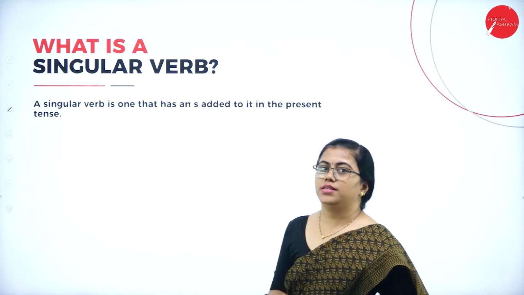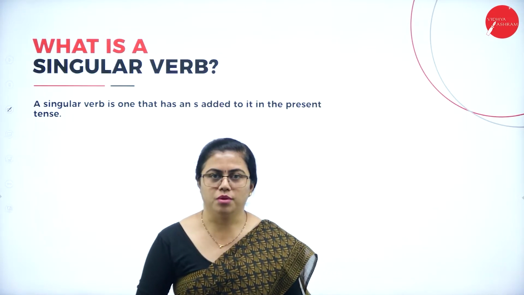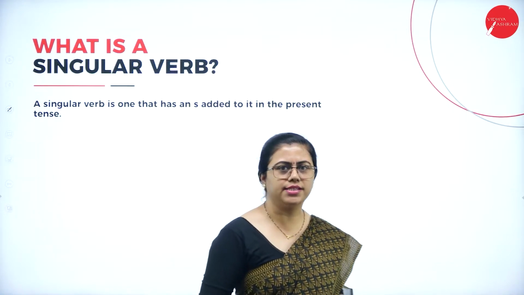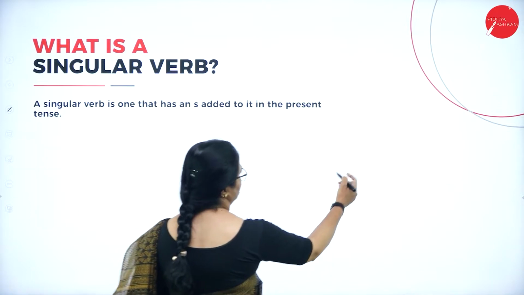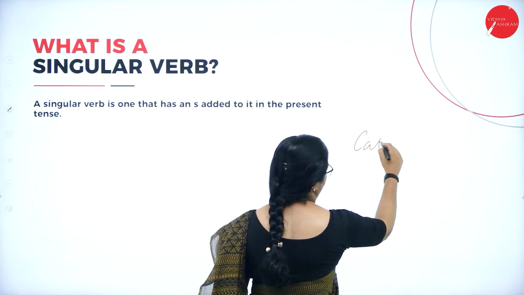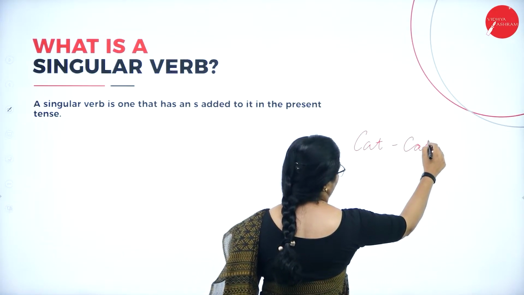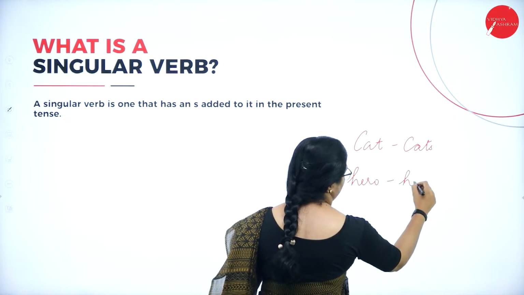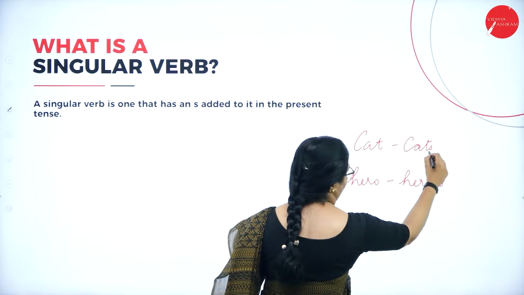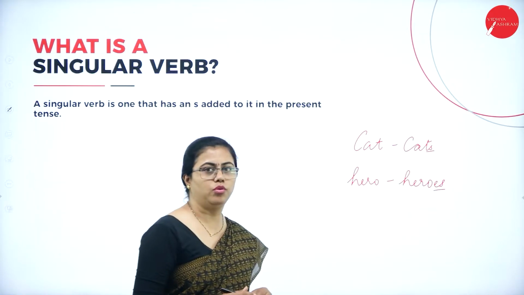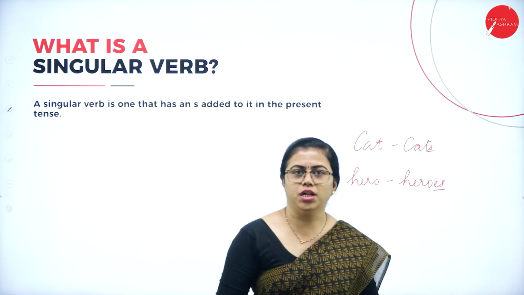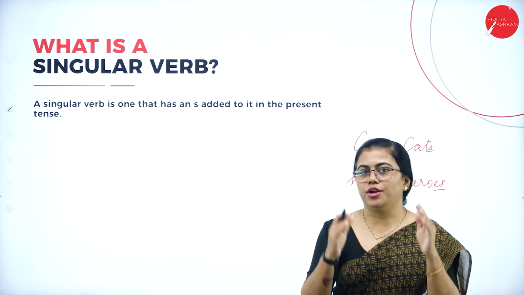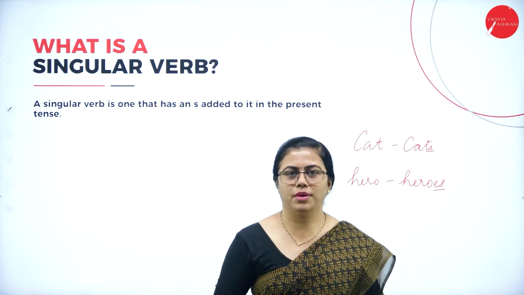So we have to now understand what is a singular verb. Nouns, we know what is singular and plural, isn't it? We have singular and plural nouns that you already know, like cat, you have cats. Suppose you have hero, you have heroes. So like this, you add s or es and make it into plural. But do verbs also have plural? So yes, that is what we have to understand. Just for your reference, we can consider a singular verb and plural verb.